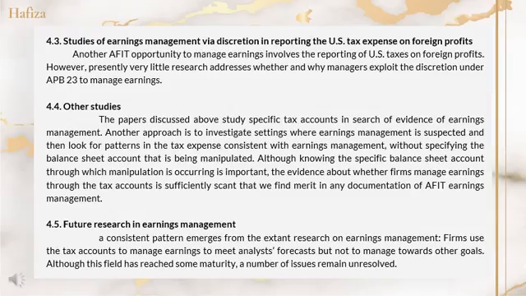Next is 4.3, Studies of earnings management via discretion in reporting the U.S. tax expense on foreign profits. Another accounting for income tax opportunity to manage earnings involves the reporting of U.S. taxes on foreign profits. However, presently very little research addresses whether and why managers exploit the discretion under APB 23 to manage earnings.